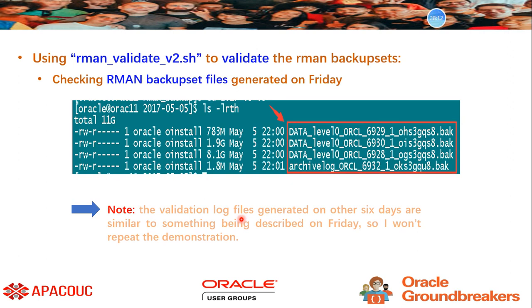We should check the RMAN backup set files generated on Friday in this slide. I use the Linux command ls with some sort parameters to list all of the files. Please note, the validation log files generated on the other 6 days are similar to what is described for Friday, so I won't repeat the demonstration.